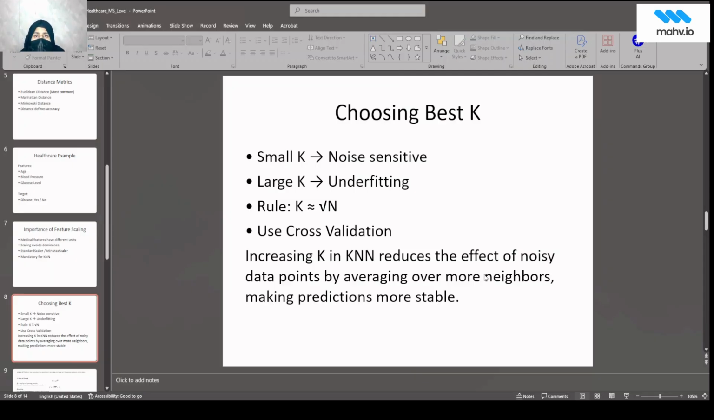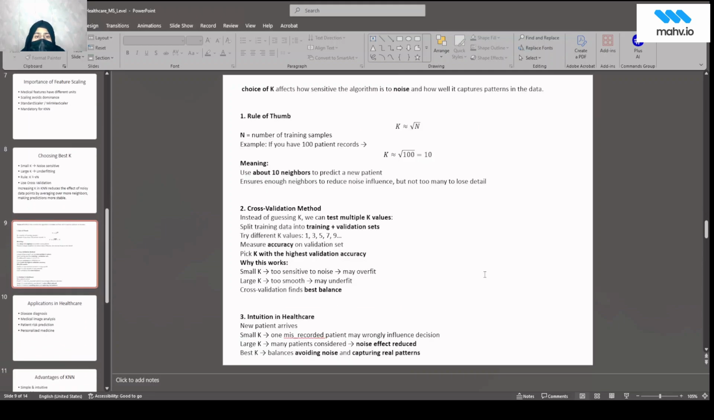So basically we have a balanced value to make the stability. Then how to choose the K? The choice of K affects how sensitive the algorithm is to noise and how well it captures the pattern in the data. As a rule of thumb, we use K equal to the square root of n, where n is my sample size. For example, with 100 patients, we take the square root of 100. So this is approximately the K that I choose in most cases. It means we use about the 10 nearest neighbors to predict the new patient.